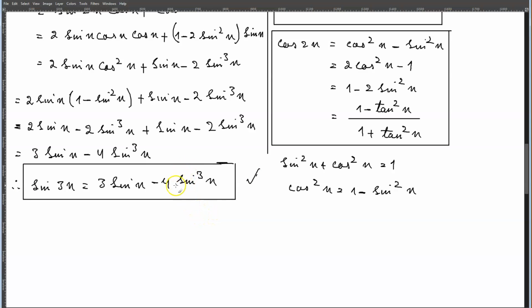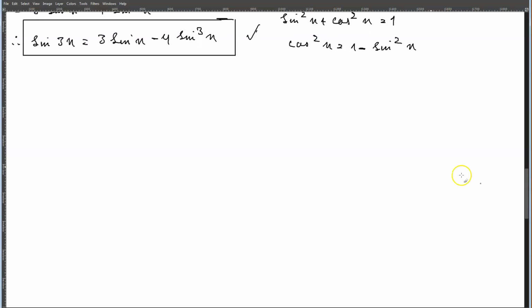Now, the next thing that we have here is cos of 3x, which is equal to 4 times cos cube x minus 3 times cos x. Right, so that is basically that.